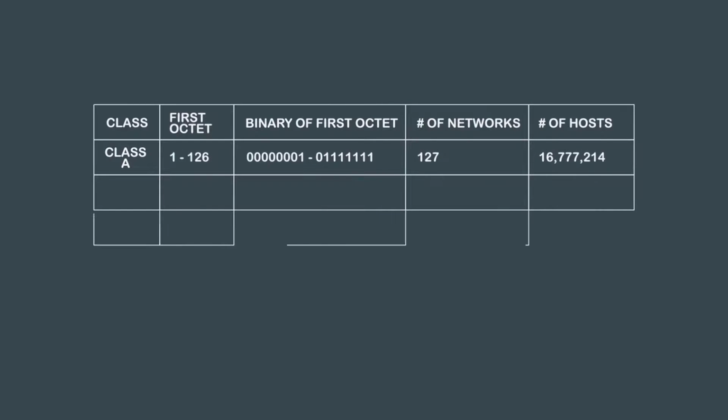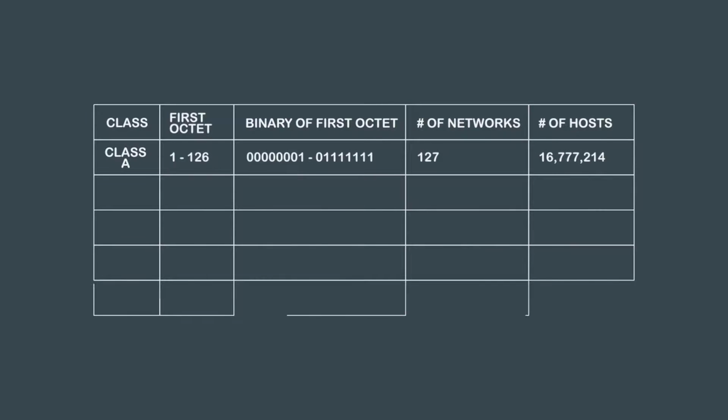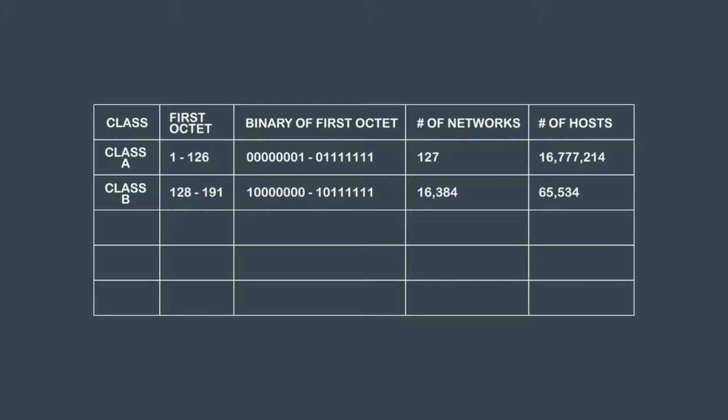A Class A network can have an IP address range of 1.0.0.0 to 126.255.255.255. Class A networks have a total of 127 networks, which allows for 16,777,214 total hosts.